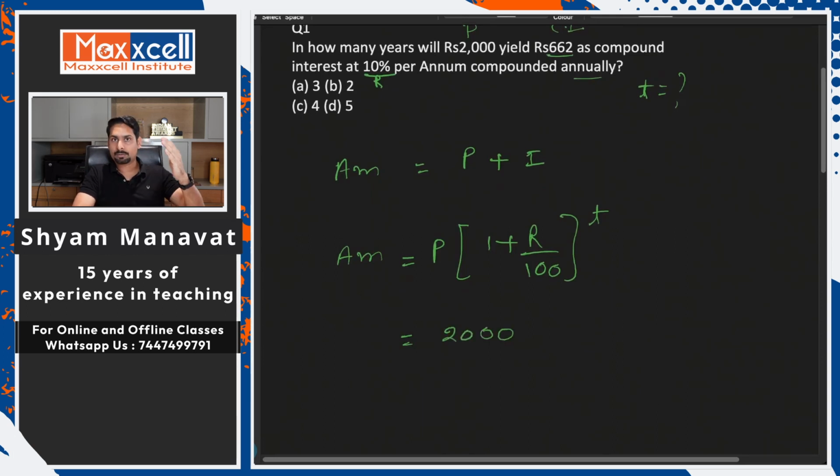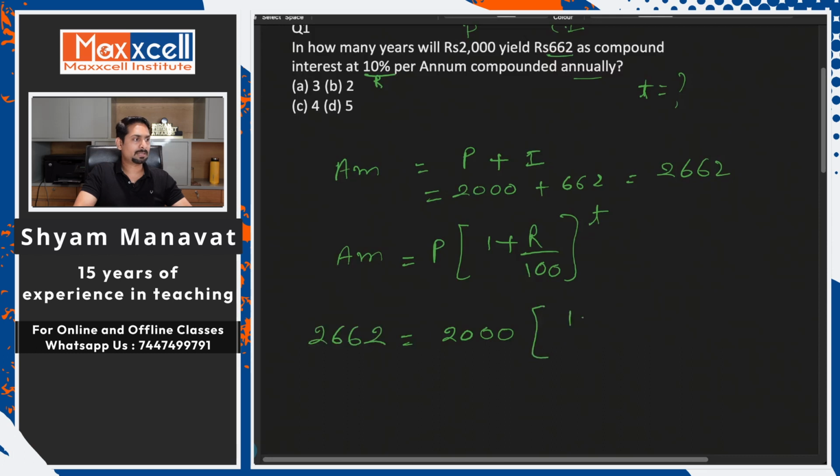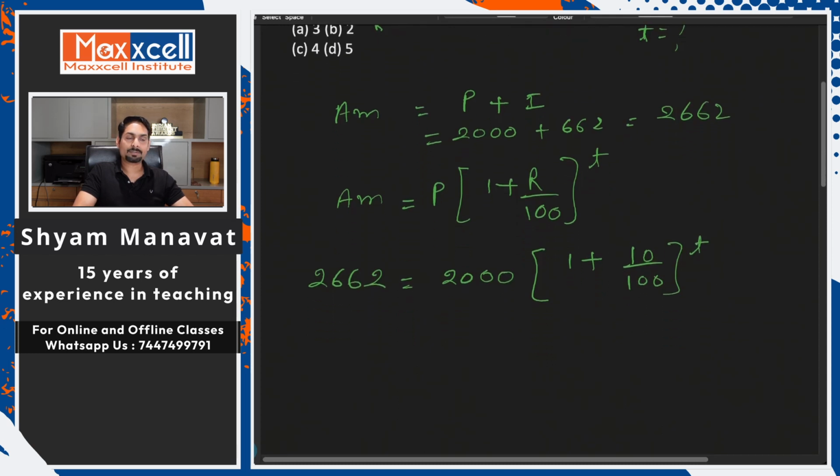Now I assume that you are going through the series of videos step by step, video after video, without skipping any. If you are doing so, you will be able to understand some shortcuts which I will apply here, not only in this question but in other questions also. So by using the first universal formula of amount, this amount should be 2000 plus 662, which is 2662. Then 1 plus the rate of interest, 10 by 100, to the power t, which we need to find out.